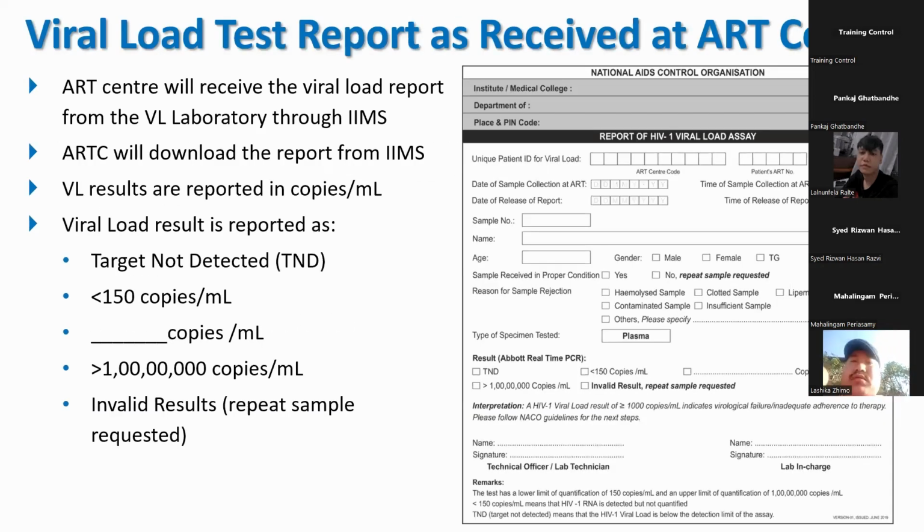So this is the sample report format which will come through the search platform. This report will be received through the search platform and the ART center lab technician has to download the report from the IAMS, and the report will be in the form of so many copies per ml. Or it can be target not detected, or it can be less than 150 copies per ml, or there could be a number, where they can say 5 lakhs, 10 lakhs, 1000, 10,000 copies per ml, or it can be even more than 1 crore copies per ml, or sometimes even the test can be an invalid test result. So depending on that, here you have to put a tick or you have to enter the number over here, and then it has to be mentioned.